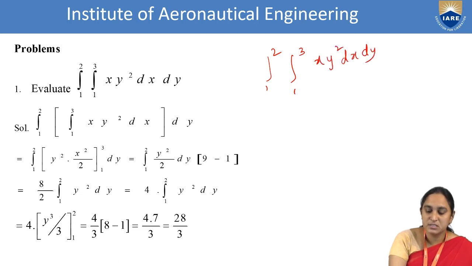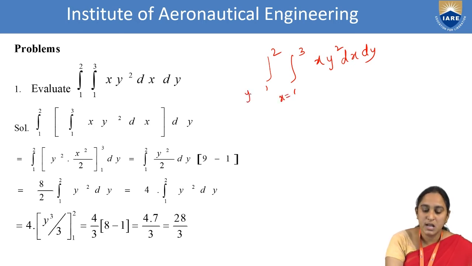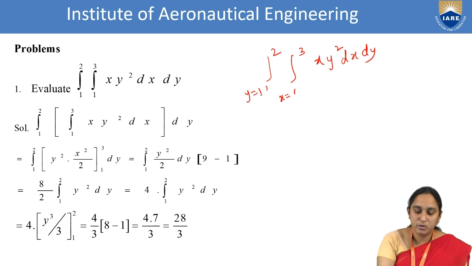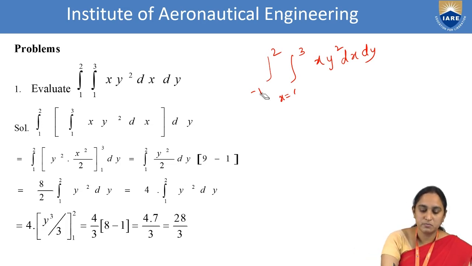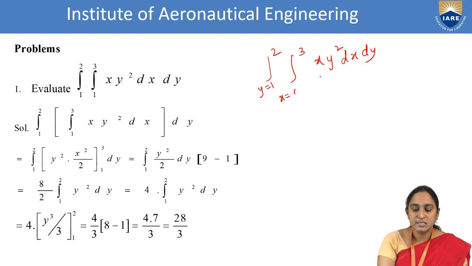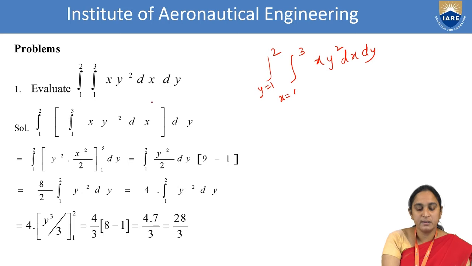Here simply first integrate with respect to x, which means the x limits are 1 to 3 and the y limits are 1 to 2. According to the question, first I'll integrate with respect to x. That means I'll take the integration with respect to x inside the brackets, that is integral 1 to 3 of xy square dx, and outside the integration, integral 1 to 2 dy.